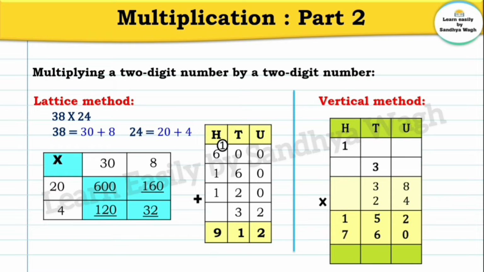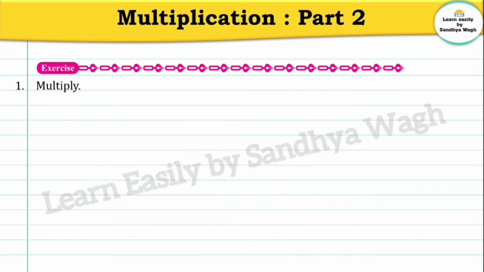Yes, now let us add 152 and 760. So 2 plus 0 is equal to 2. 5 plus 6 is equal to 11. So we will write 1 in the tens place and 1 will go in the hundreds place as a carry over. Now 1 plus 7 plus this 1 is equal to 9. So the answer is 912.